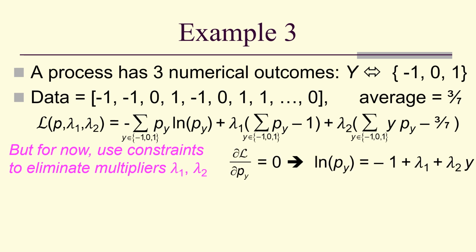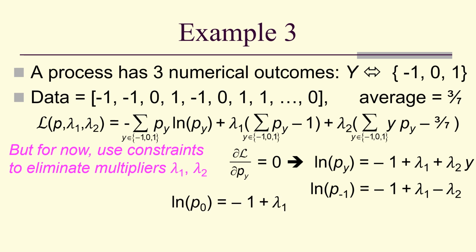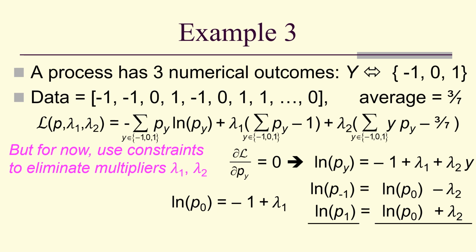So we had this relationship for y in general. Now for y equals -1, we get this because y is -1. And y is 0, we get just the natural log of p0 is -1 plus lambda 1. And there we have it for y equals 1. We can eliminate the lambda 1 by substitution. Now we have no lambda 1. We add these together, and we get the sum of the logarithms is twice the log of p0. Use our properties of logarithms, and we have this relationship.